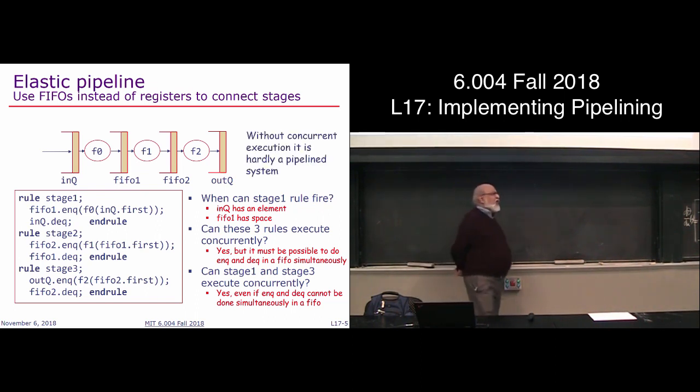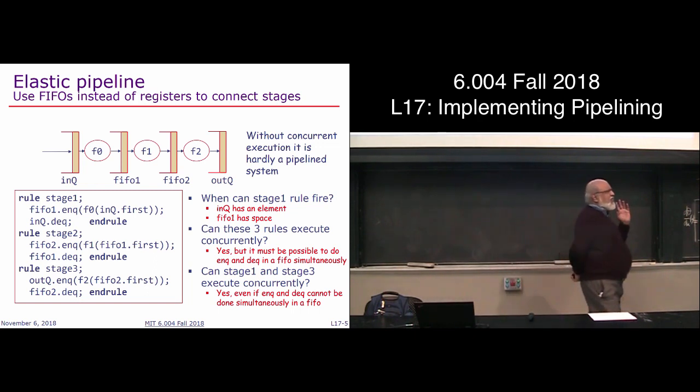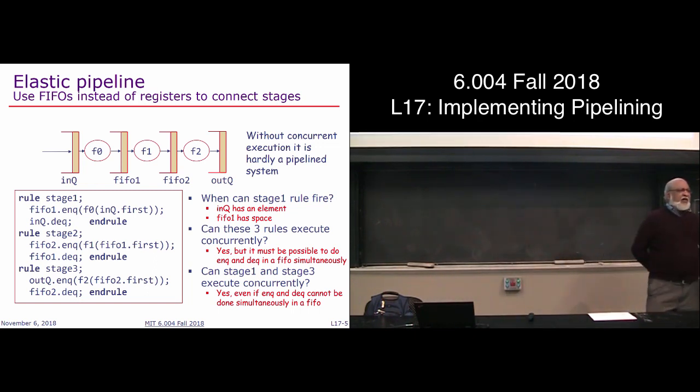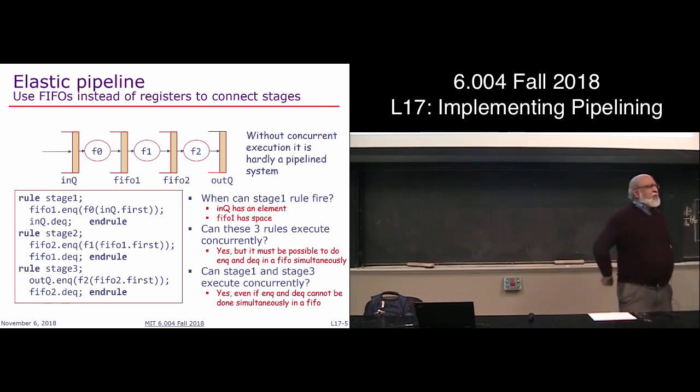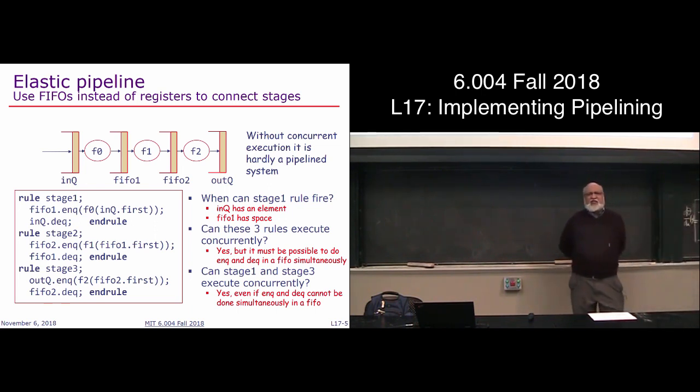Now, why am I so hung up on this? I'm saying this is an easy way to write down this pipeline, right? Anybody can write these 3 rules. There is nothing to it. But if these 3 rules don't fire concurrently, then it's kind of a bogus pipeline, right? I mean, a real pipeline, everything moves, right, when it can. So if it cannot move, then you haven't quite finished your task.